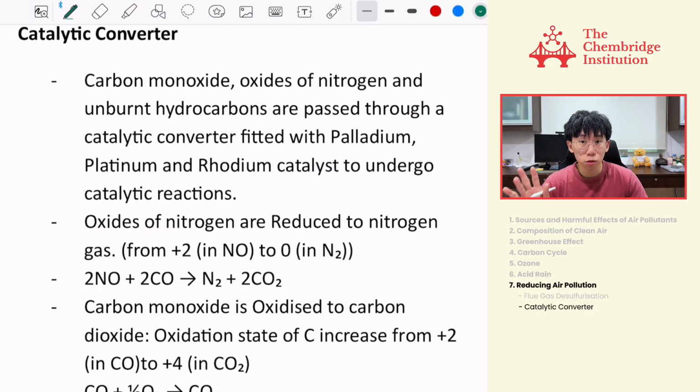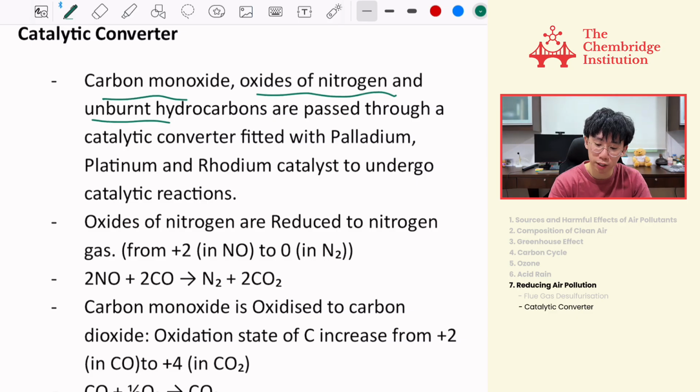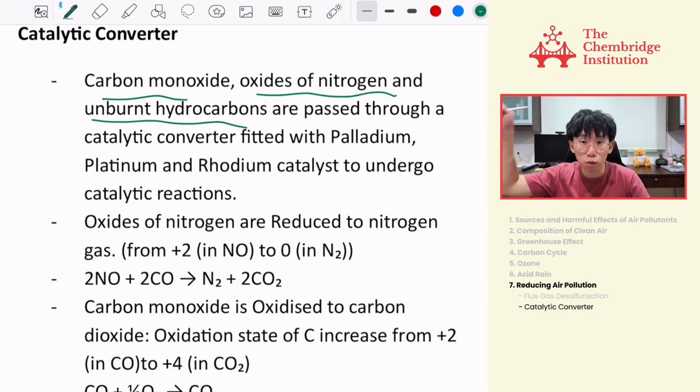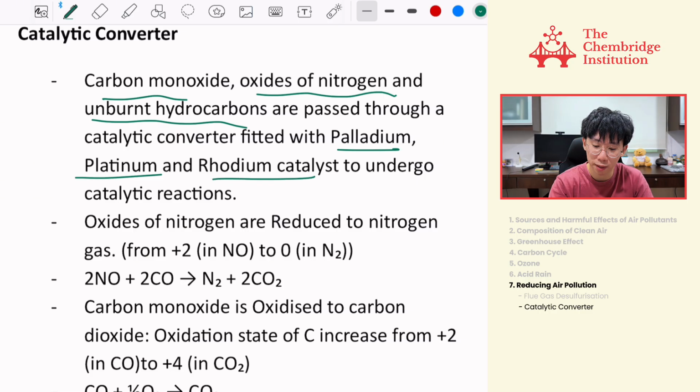And perhaps the most important way to convert some of your harmful gases into less harmful or neutral ones is the use of the catalytic converter. So your carbon monoxide, your oxides of nitrogen, and your unburned hydrocarbons, all of these will pass through the catalytic converter. The catalytic converter will have catalysts like your palladium, your platinum, and your rhodium catalysts, and these will undergo catalytic reactions.